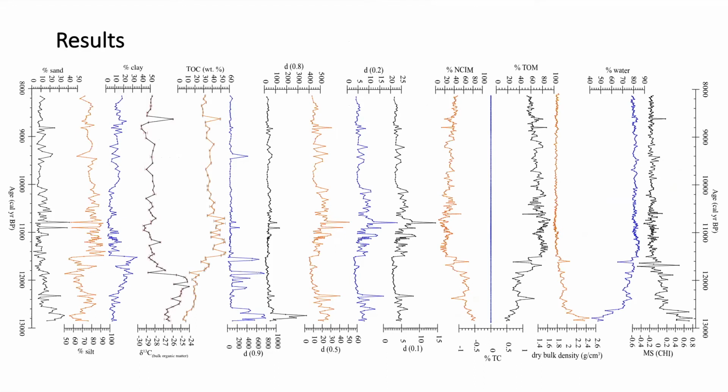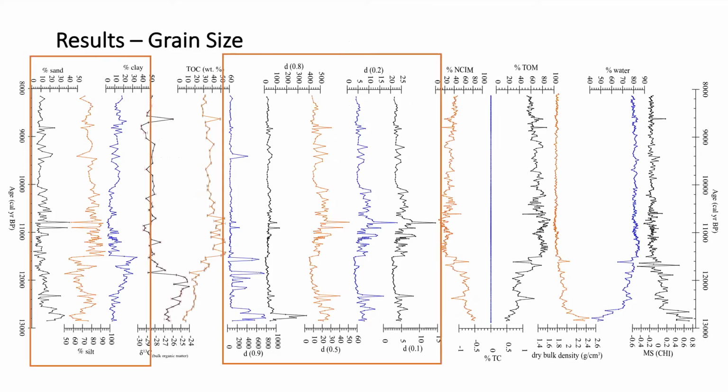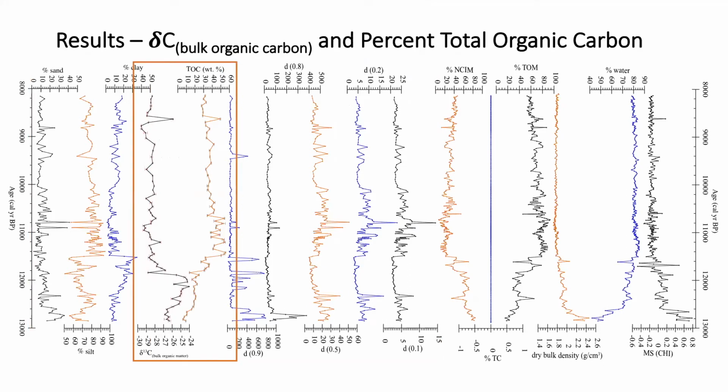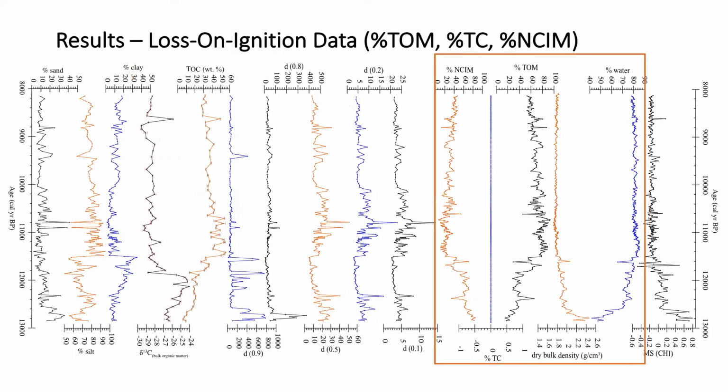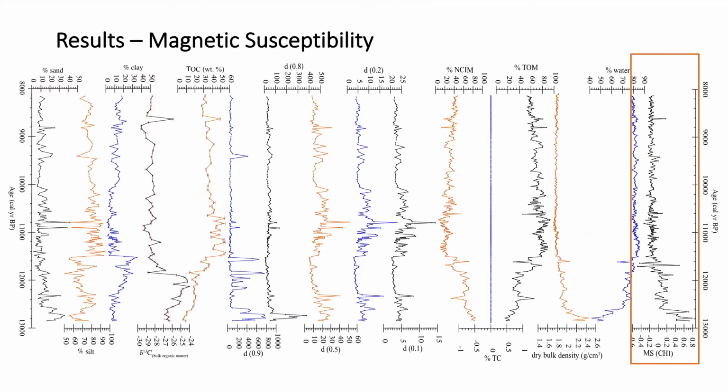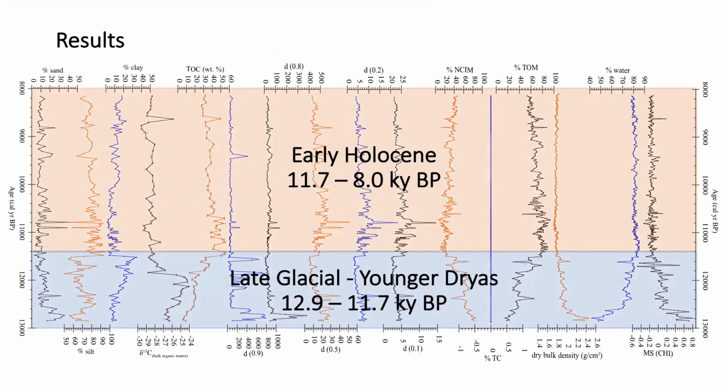So these are our overall results for all of our data. We have our grain size data, our bulk organic carbon isotopes and percent total organic carbon data, our loss on ignition data, which includes percent total organic matter, percent total carbonate, and percent non-carbonate inorganic matter, and magnetic susceptibility. We know that our record spans the late glacial to Younger Dryas to early Holocene, and we observe abrupt shifts throughout our data set. However, we decided to conduct statistical analyses on our data to group samples based on similar characteristics and determine the proxies that most influence the variability of the data.